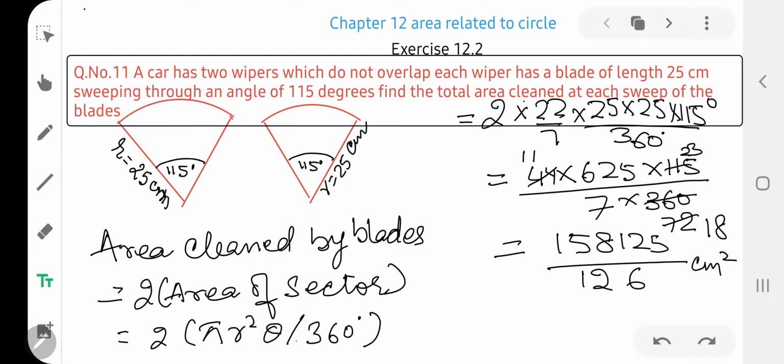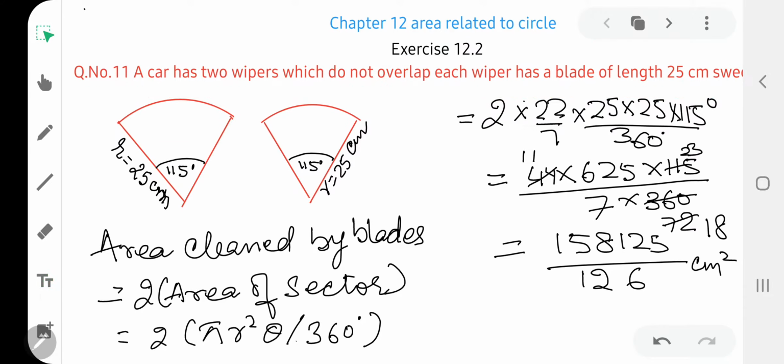Now, in this question, you are given that a car has two wipers which do not overlap each other, and each wiper has a blade of length 25 centimeter sweeping through an angle of 115 degree. Find the total area cleaned at each sweep of the blades. So children, let's start understanding this question.